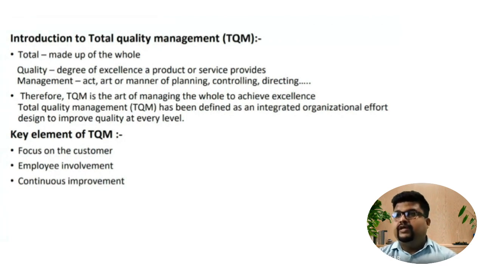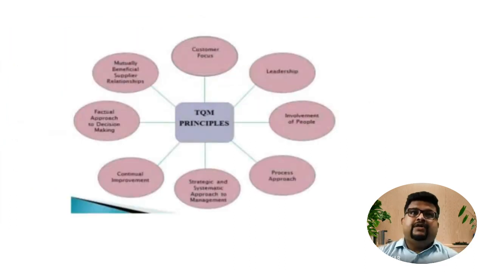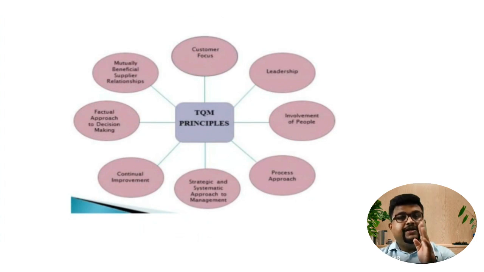Employees should be involved in giving a good experience to our customers and continuous improvement. Okay, so these are the important TQM principles. Kya hai? First one is customer focus, then leadership, then involvement of people, then process approach, then strategic and systematic approach to the management, continuous improvement. Aisa nahi ki ek bar success ho gaye to chhod diya, aisa nahi, continuous improvement, then factual approach for decision making, and then mutually beneficial supplier relationship. Ye sari cheeze ek TQM ke sath judi hai, ye hame dhyan mein rakhna hai.